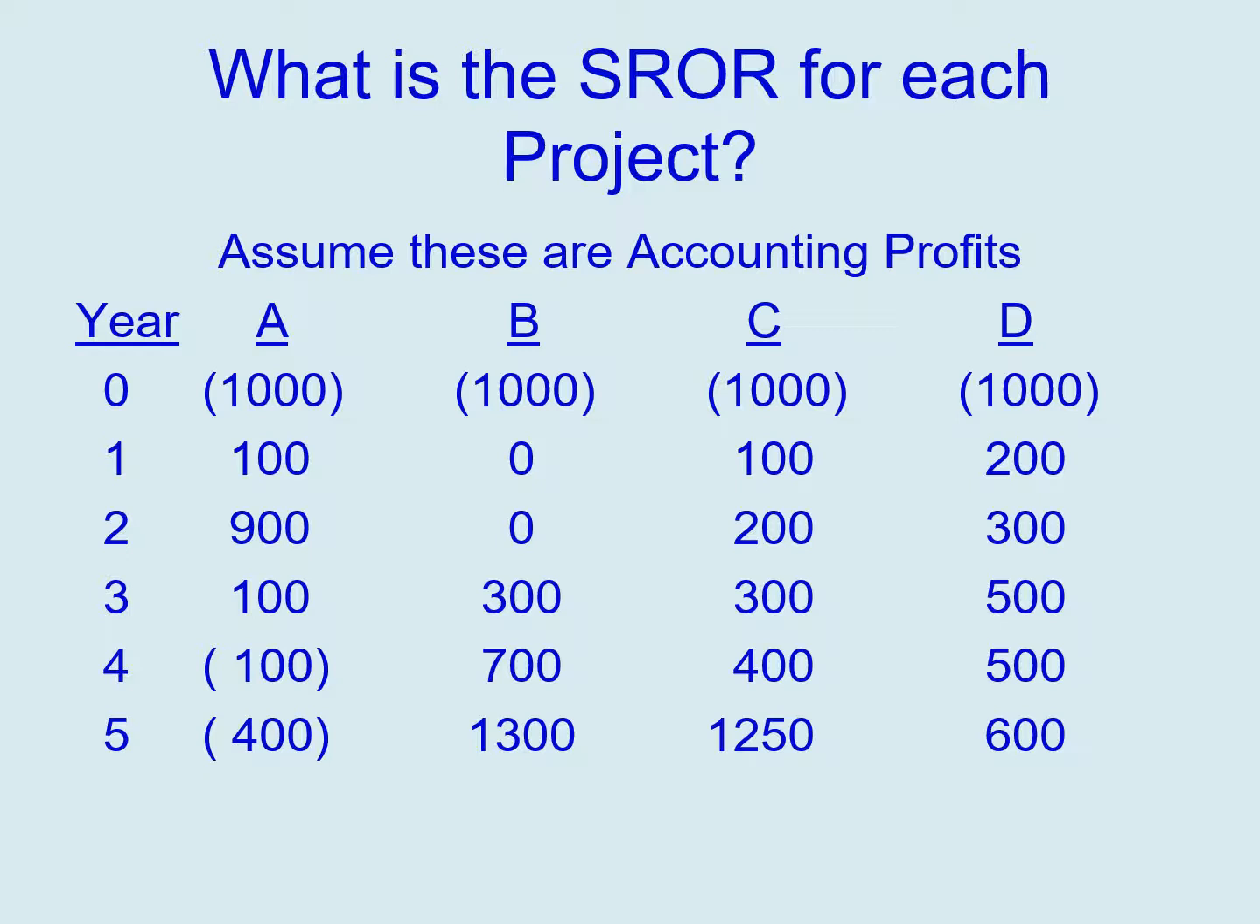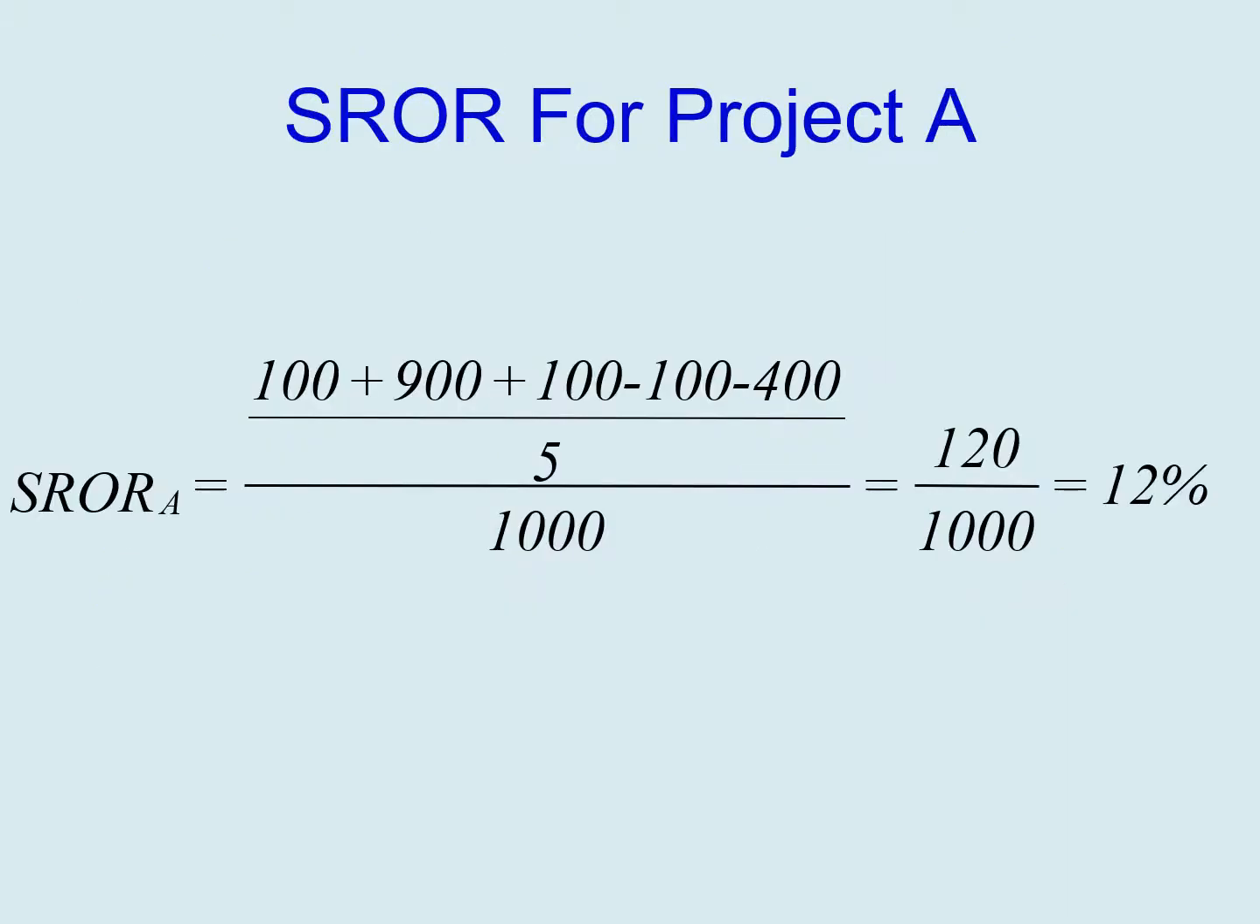So for the simple rate of return, for Project A, for example, remember we had $100 in year 1, $900 in year 2, $100 in year 3, and then negative $100 and $400 in years 4 and 5. When you sum that up and divide by 5, our average profit is $120. Divide that by our initial investment, and like I said, some formulas vary from that. Some would use the average investment, so it might be initial investment divided by 2. But here we've got 12% as our simple rate of return.